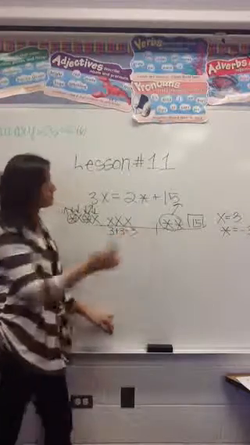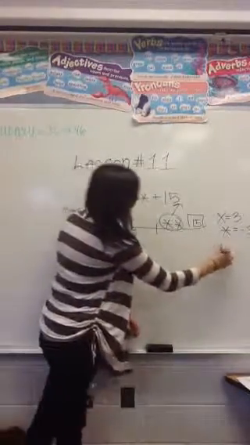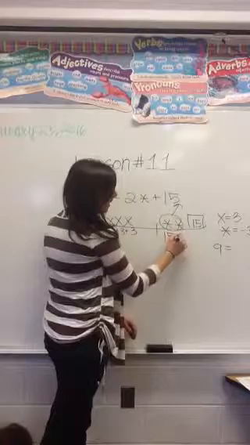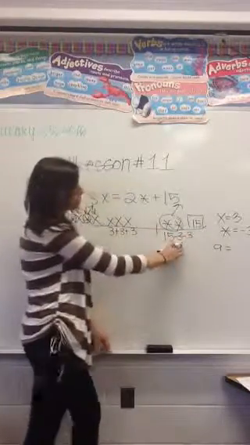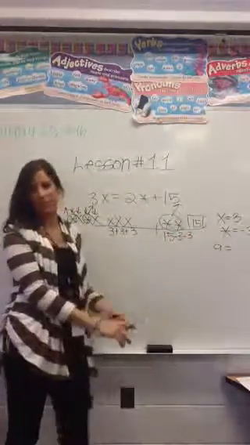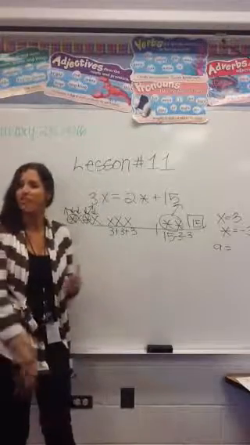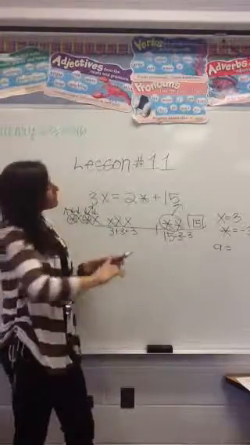3 plus 3 plus 3. So 3 times 3? 9. And then on our right side, 15 minus 3 minus 3. So 15 minus 3? Look at that. That's 2 mistakes in one day. Okay, 15 minus 3 is 12.